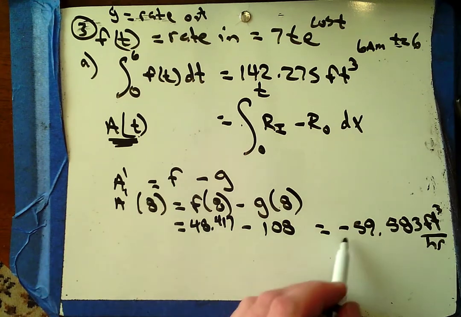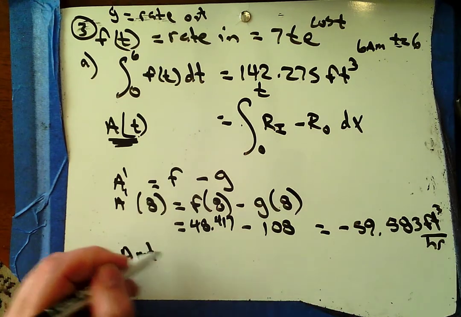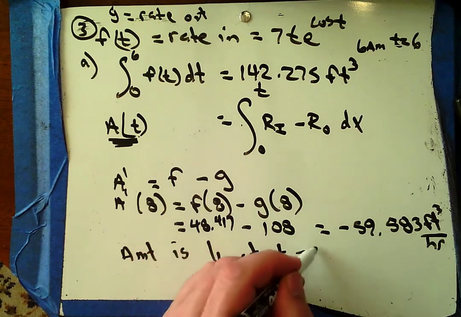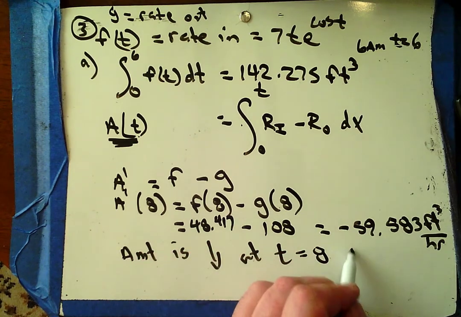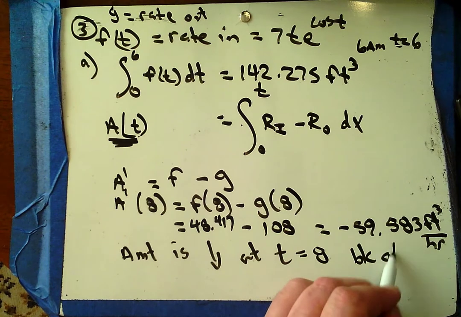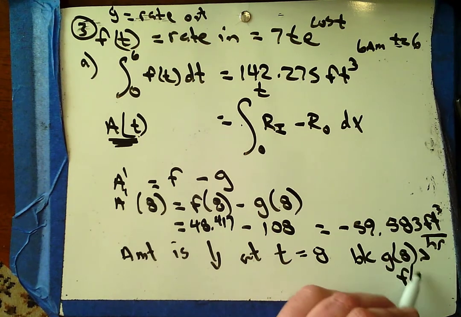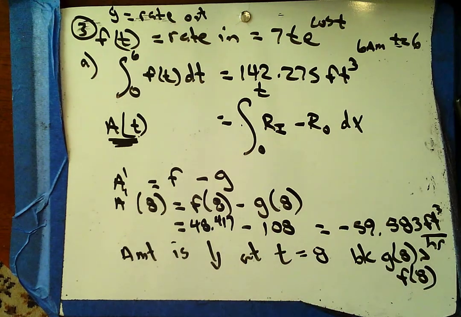And so the amount is decreasing at t equals 8. And you could say because g of 8 is greater than f of 8, if you like. Or you could say f minus g is less than 0. Either of those will work. Okay. C.